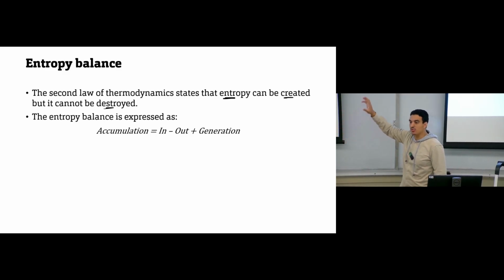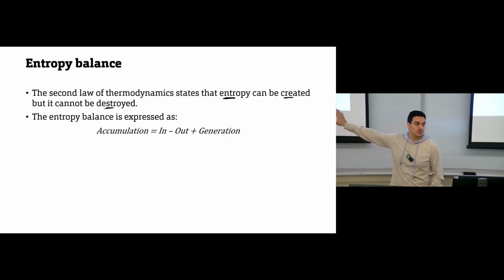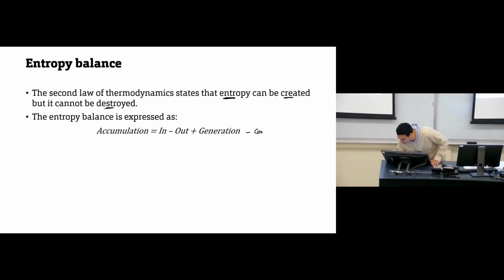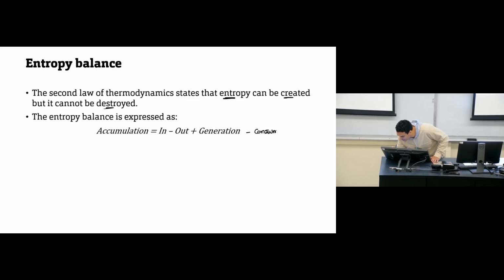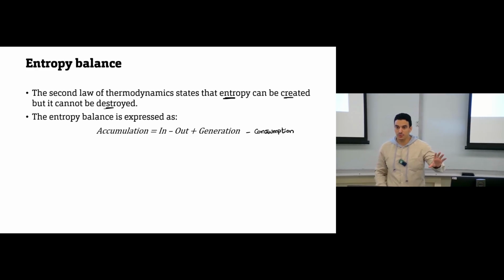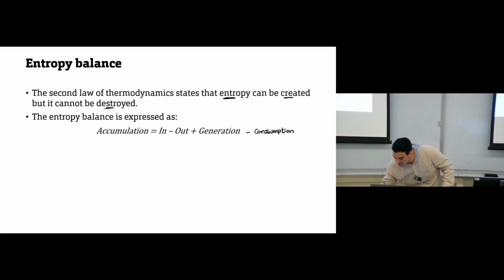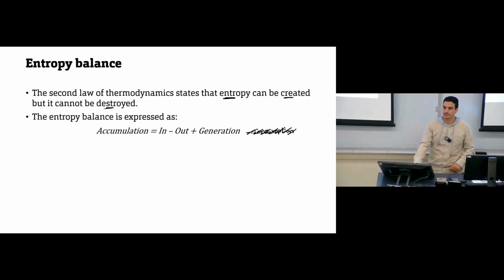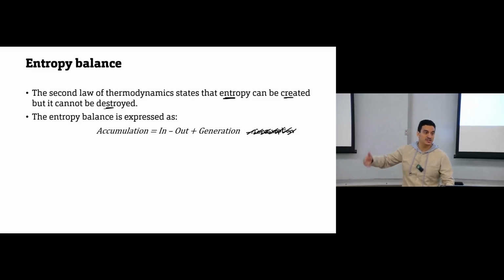Accumulation equals inlet minus outlet plus generation. There is no consumption here. Usually when we have mass balance equations, we have here minus consumption. Remember chapter 3, we always represented this consumption term. But the entropy for a spontaneous process is always increasing. So there is no consumption in the general form of the entropy balance. We only have generation. We have an increase in the entropy happening.